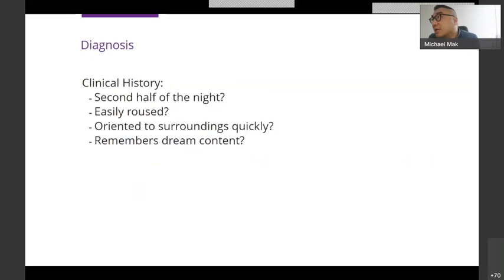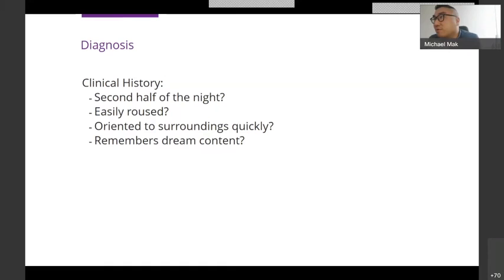Well, the clinical history that you take is going to be important. Do these complex sleep behaviors happen in the second half of the night? I showed you at the beginning of this talk a slide that shows that most of us have more dream sleep during the second half of the night as opposed to the first half. So if the behaviors or the vocalizations happen during the second half of the night, you're more likely dealing with this REM sleep behavior disorder.